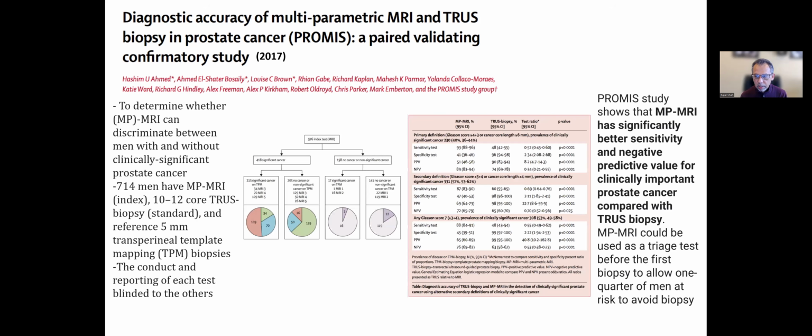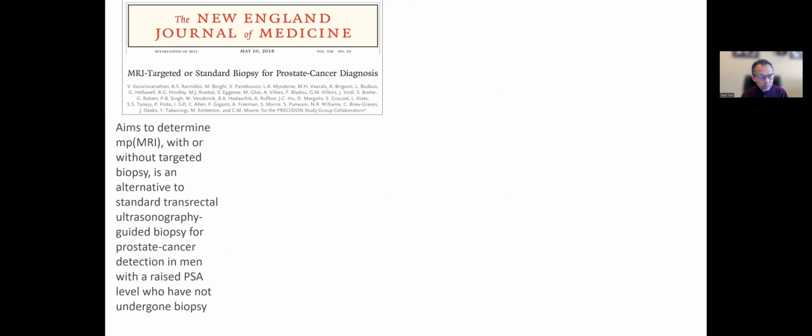So what did they find? The PROMISE study showed that mpMRI has significantly better sensitivity and negative predictive value for clinically important prostate cancer compared to transrectal ultrasound biopsy. So mpMRI could be used as a triage test before the first biopsy to allow 1/4 of men at risk to avoid biopsy. That's a significant reduction of necessity for the biopsies for patients.